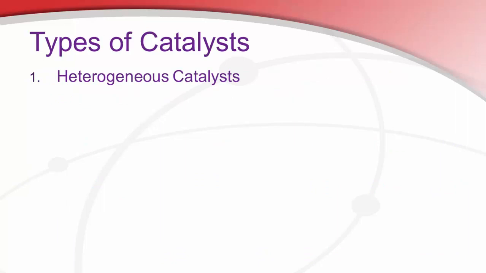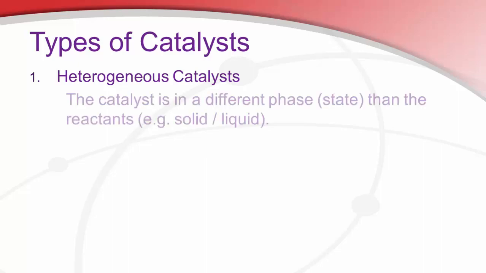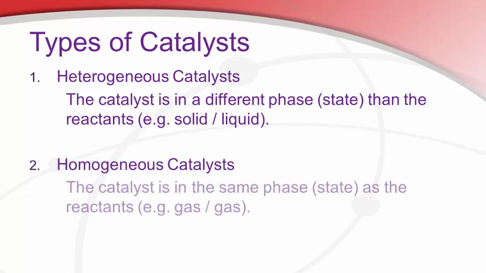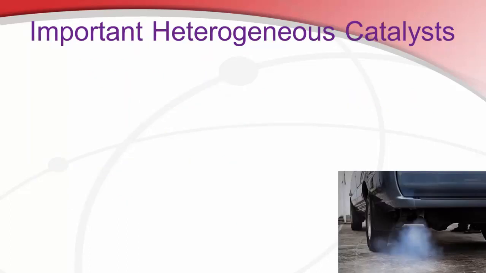We generally group catalysts into 2 groups. Heterogeneous catalysts, very common ones, where the catalyst is in a different phase, a different state than the reactants. For example, we can have a solid catalyst like manganese dioxide catalyzing a liquid phase reaction like aqueous hydrogen peroxide. We can also have homogeneous catalysts. These catalysts will be in the same phase as the reactants. For example, a gas phase catalyst catalyzing a gas phase reaction.